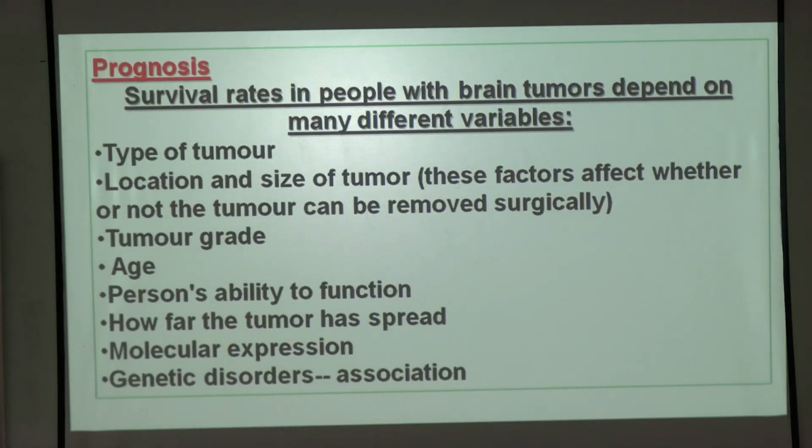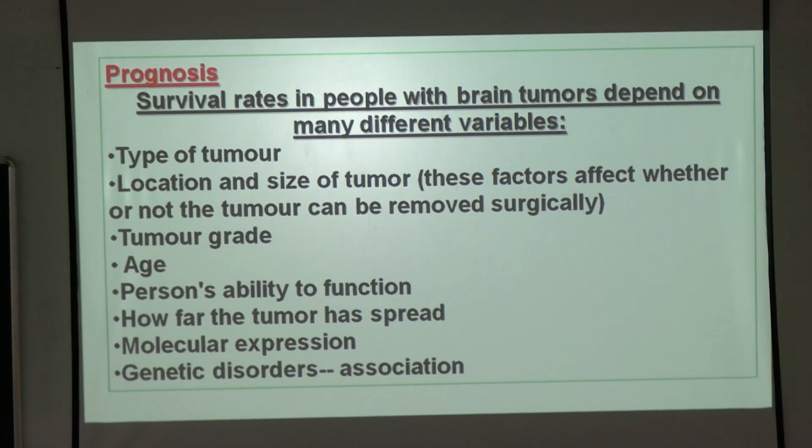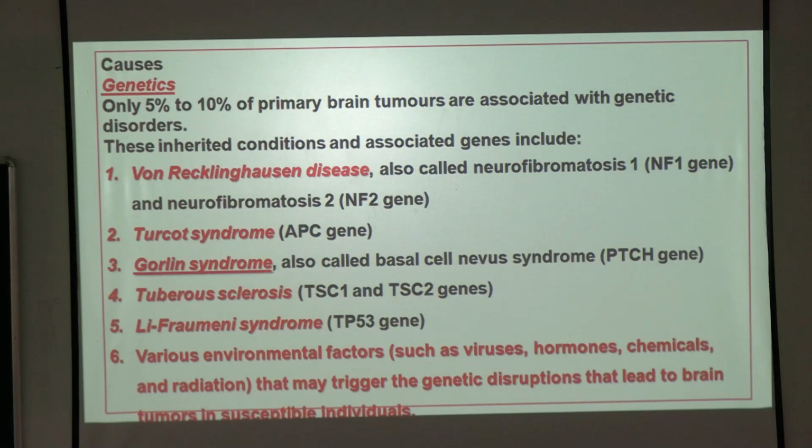Now, prognosis, the survival rate, depends upon the age of the patient, tumor size, progressiveness and the grade of the tumor. If it is a low grade benign tumor, the prognosis is better than the high grade tumor. The prognosis also depends on the molecular expression and genetic association.